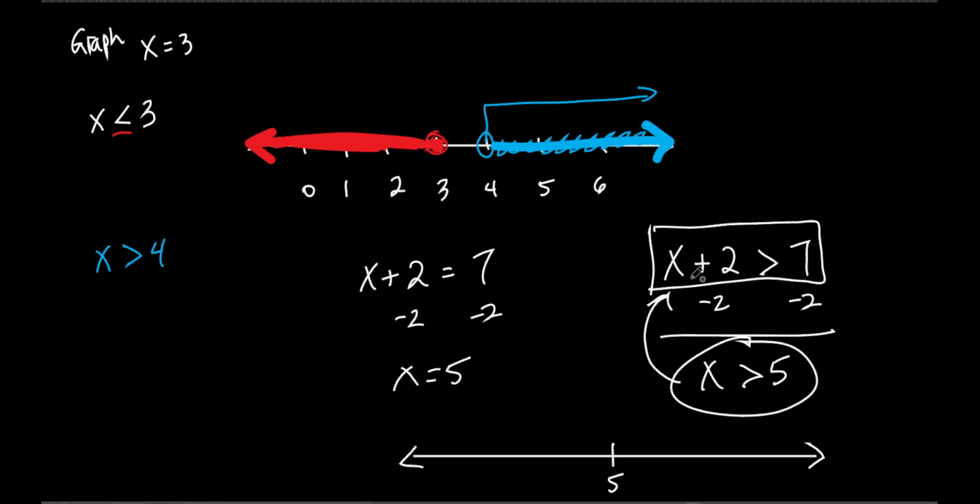What if I put a 5 in there? 5 plus 2 is 7. Is 7 bigger than 7? No, it's not. So that means it's open, right? You with me? And then everything to the right is shaded.